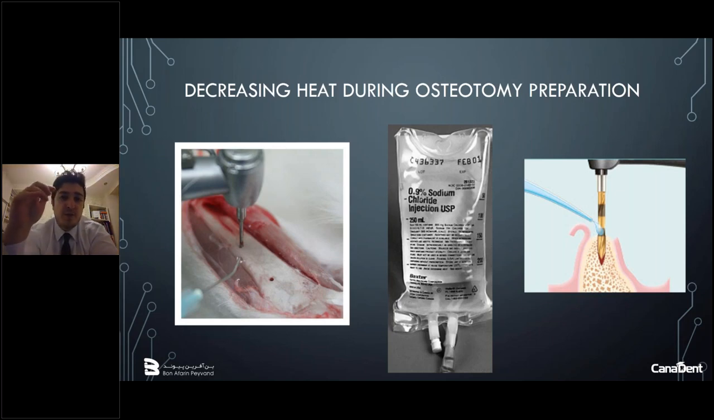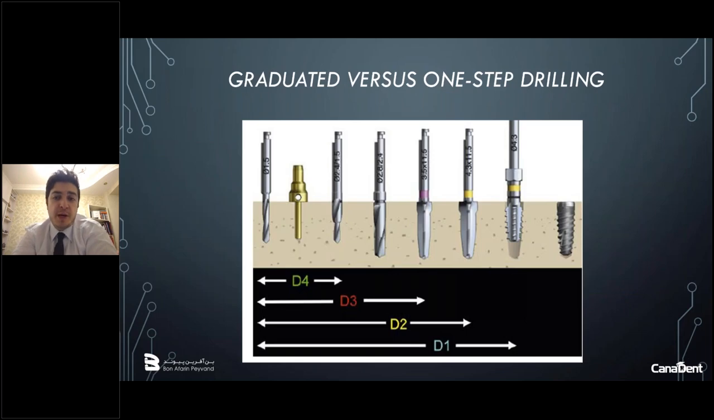So it is recommended for us to use the sodium chloride, which was refrigerated before the procedure, as an irrigator fluid. We must keep in mind that in order to prepare a perfect yet vital implant site, we must not directly jump to the last drill. We must always gradually increase the width of our drill to the final drill size, and we must always follow the drilling path dictated by the manufacturer in its catalog.